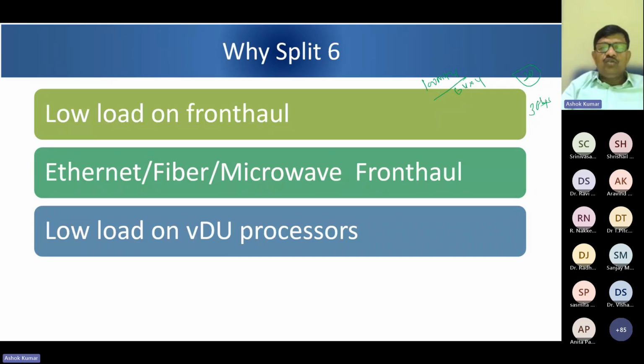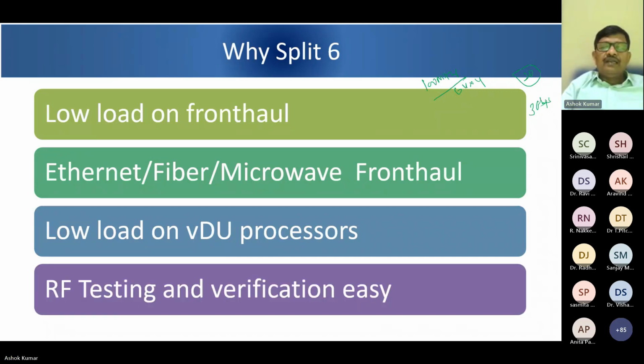And your load on the DU would also be less. And your RF testing becomes very easy, because if you have the physical layer along with the radio, testing that physical layer becomes complex at every site. So RF testing and verification becomes easy in split 6.